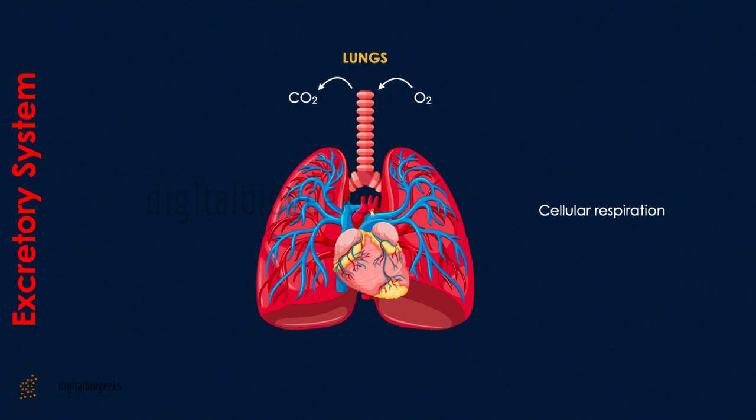Carbon dioxide is produced as a result of this cellular respiration. When carbon dioxide level increases in our body, it will harmfully affect our body and brain. Thus, we have to get rid of this carbon dioxide. This job is done by the lungs. To gain more knowledge on gas exchange, please watch our video on the respiratory system from the above link.